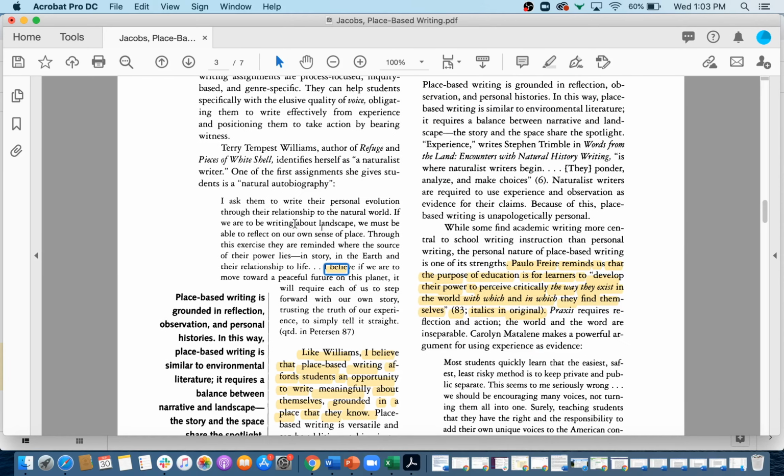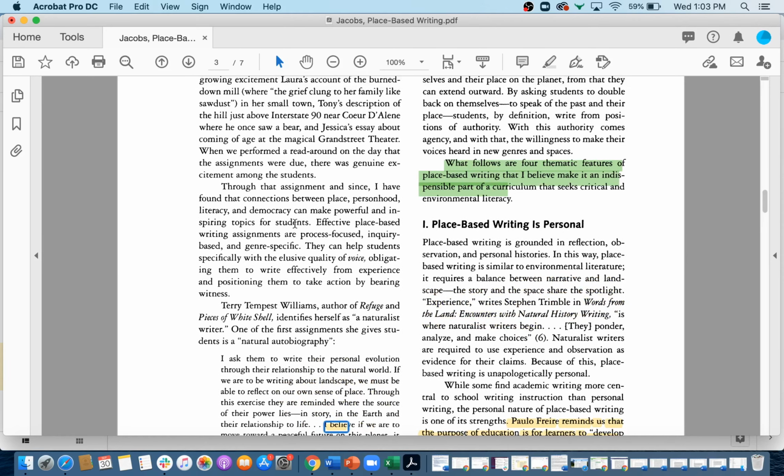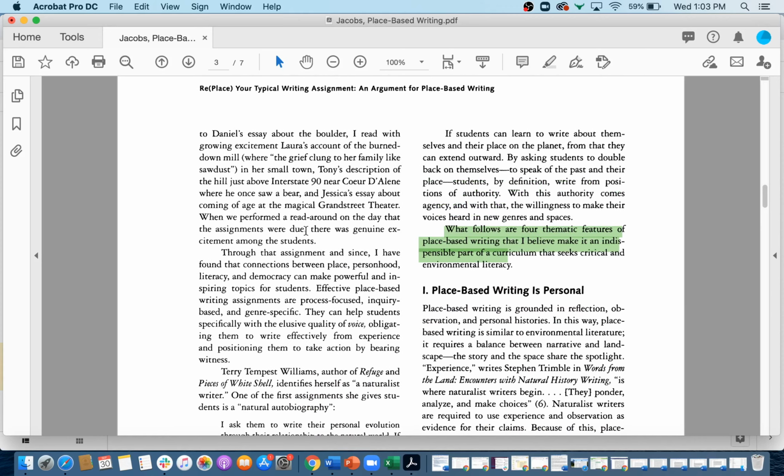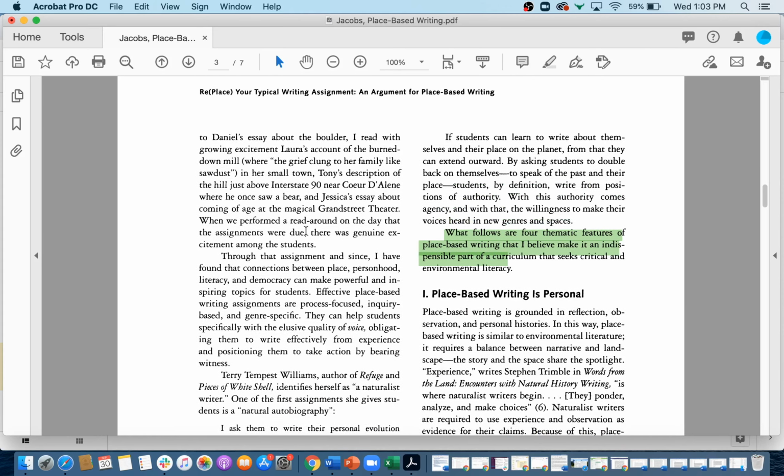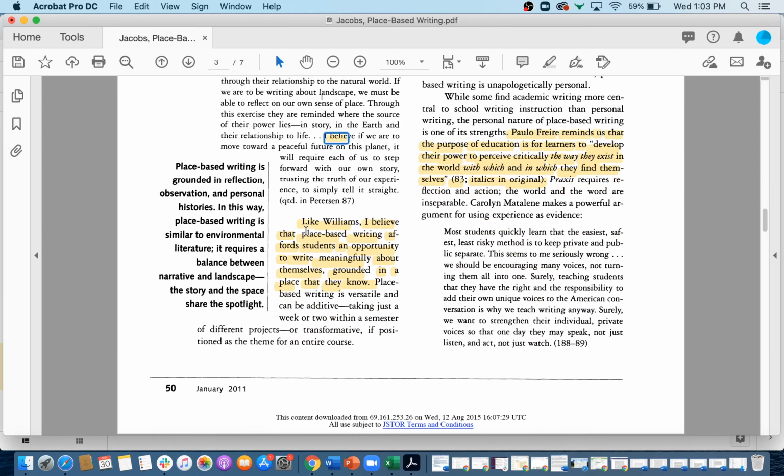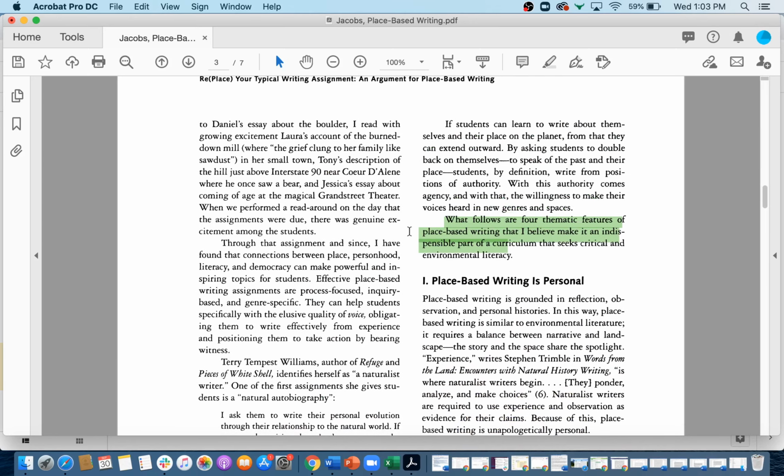And then he moves into an argument that moves beyond his classroom. So I would challenge you, in the second page, to try to find a thesis. And I also want you to notice how Jacobs is giving us a sense of what the structure of his argument and his paper is going to look like.